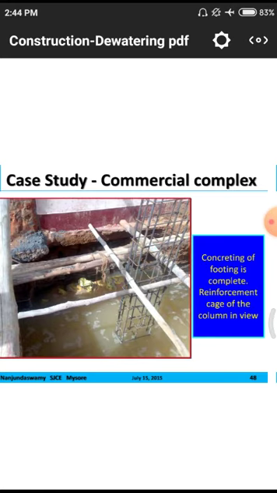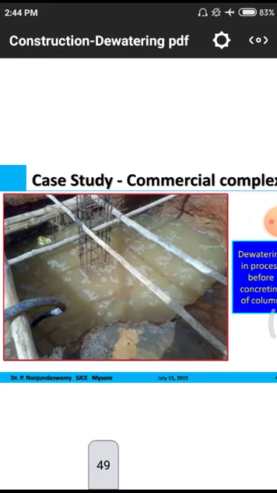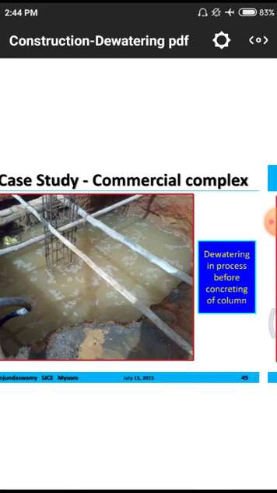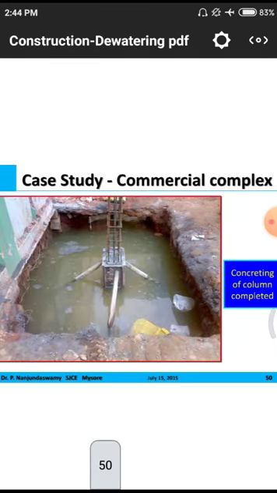Reinforced cage column in view. That means the total concreting work is over. Simply the column has some quantity of steel. It is also dewatering in process before concreting of a column. After the construction of this column is over, we have fencing work on all four sides, and it is supported with these bamboo sticks.